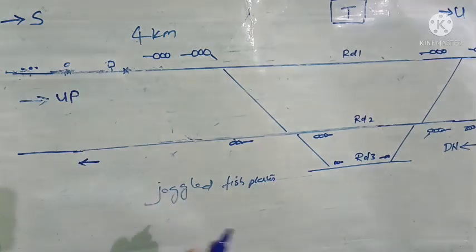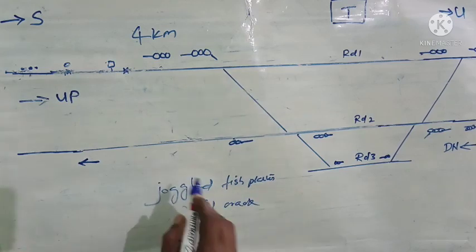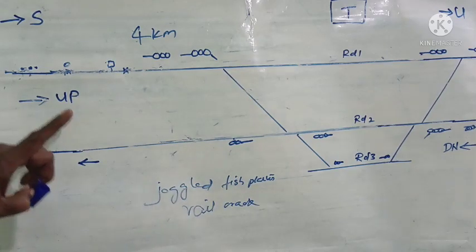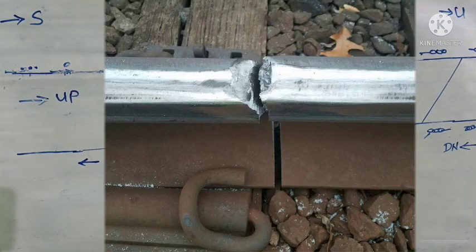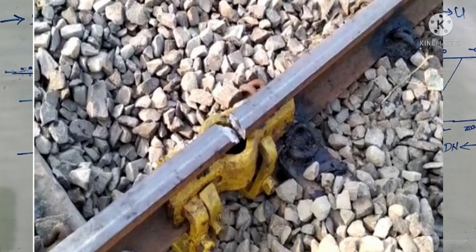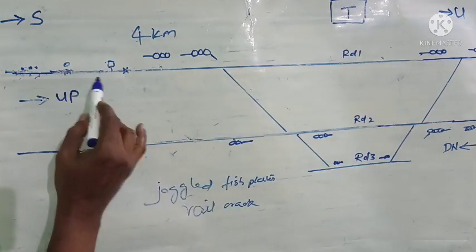The same happens in case of a rail crack. Weld failure occurs at the place where the rail is welded, whereas a rail crack can occur at any place of the rail. So in that case also, these joggled fish plates are used for temporarily attending the track. See what happened to our train.